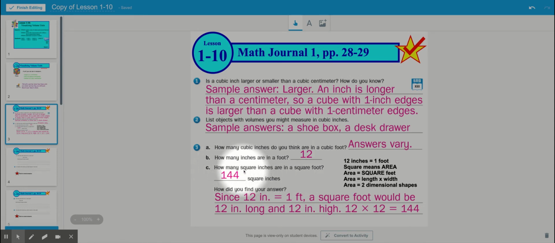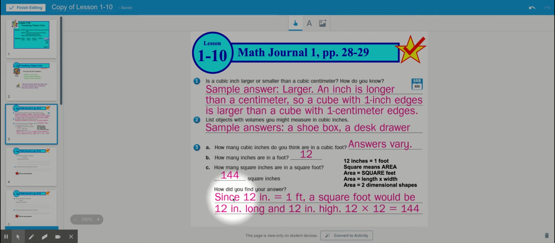Now it asks us, how many square inches are in a square foot? Well, I'm going to come over here to talk about that. I know that square means area. Area is length times width, and area is two-dimensional shapes. You can see that we have the answer of 144. And how do we know that? Well, since 12 inches equals 1 foot, and you can see that in my thinking up here of some little notes that I took, and I suggest you doing the same thing when you have questions like this. Write notes off to the side that help you think through this. That way you can refer back to them. That way if your answer goes wrong somewhere, you can look back at your notes and try to figure out where exactly you need to fix your errors.